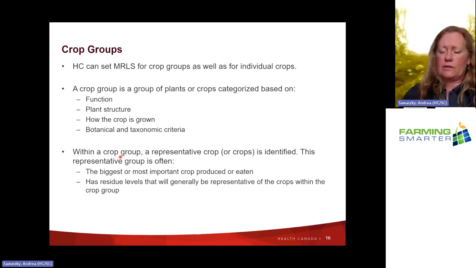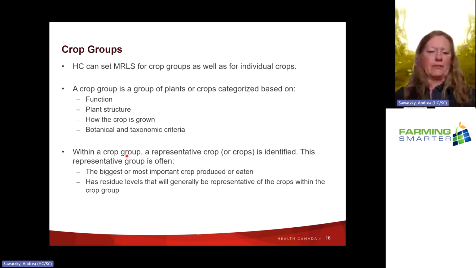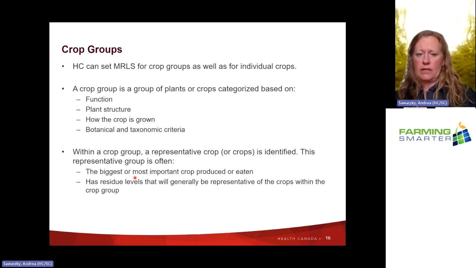And this is important too: within a crop group, a representative crop or crops are identified. This representative crop is often the biggest or most important crop produced or eaten, and has residue levels that will generally be representative of the crops within the crop group. So instead of testing every single crop in a crop group, they will take a representative crop or crops.